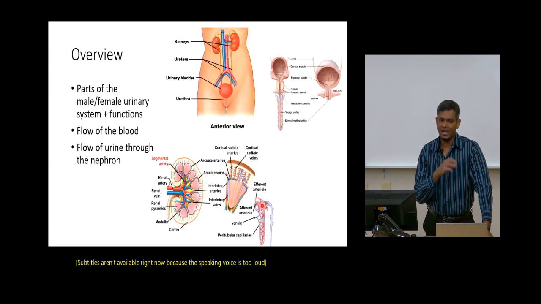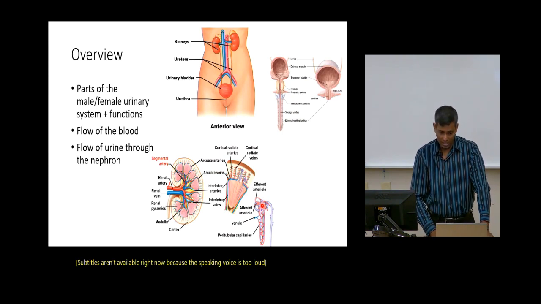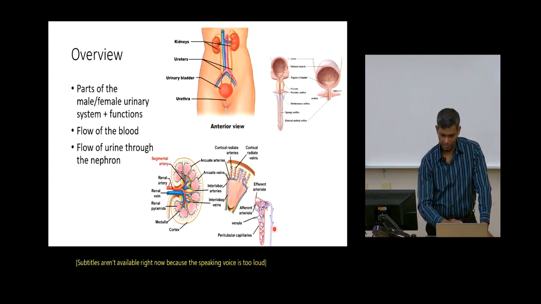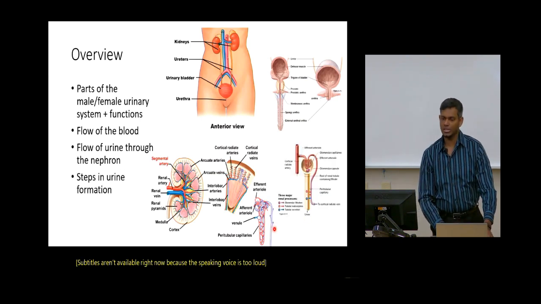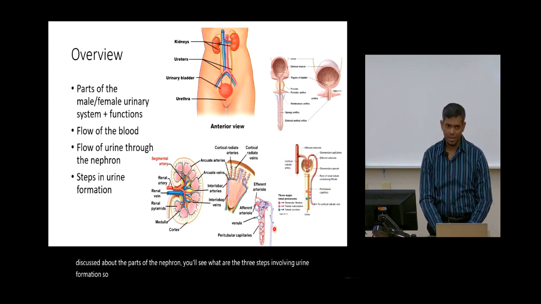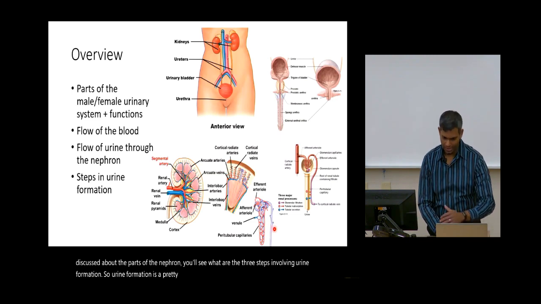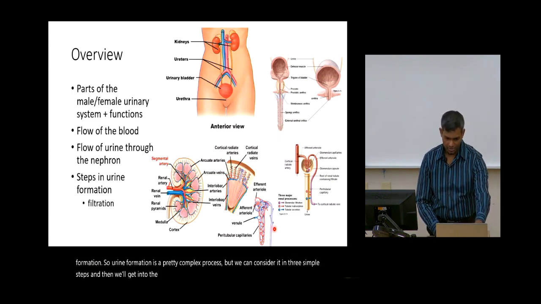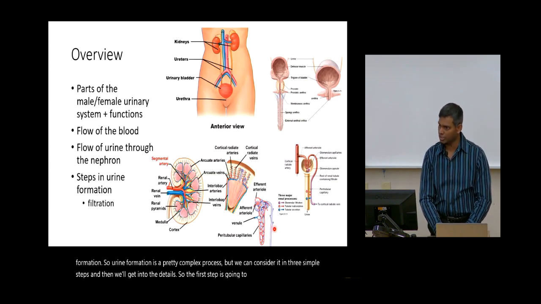Whatever happens at the nephron level will translate to the functioning of the kidney as a whole. And having discussed the parts of the nephron, you'll see what are the 3 steps involved in urine formation. So urine formation is a pretty complex process, but we can consider it in 3 simple steps, and then we'll get into the details. So the first step is going to be the filtration of the blood.